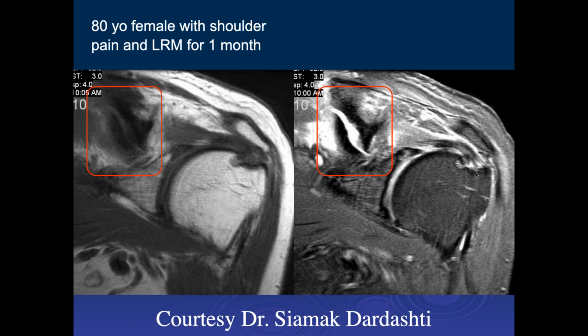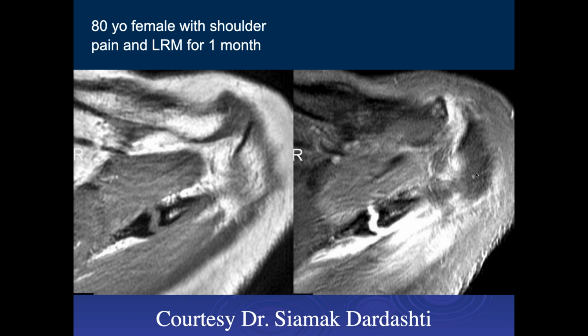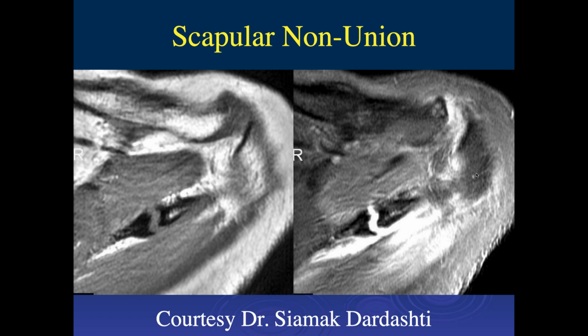It looks like, is that tendon? No. Oh, okay. Almost looks like separated tendon fibers, but it's not. It's bone. Okay, so this is a clavicle. So this is a non-union scapula fracture. Okay.